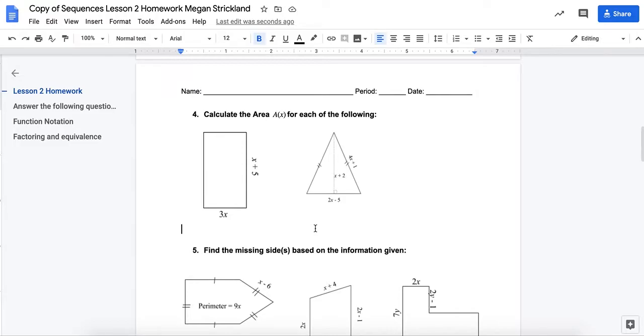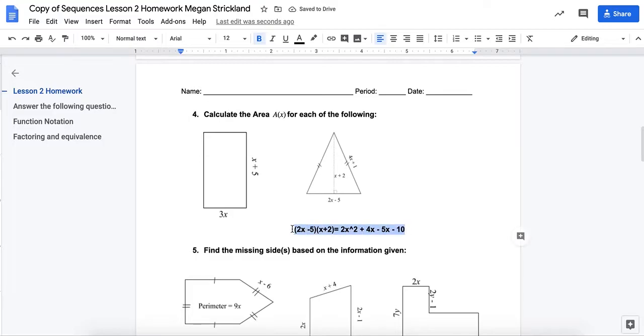Now, on the triangle, one thing I'm going to remind you about is that when we distribute two different factors or two binomials, we have to distribute into everything. So it's going to be 2x times x, which will be 2x squared. Then 2x times 2, which is 4x. So remember, we distribute the 2x to the first term and to the second term. Then we distribute the negative 5 into both terms. So negative 5 times x is negative 5x. And then negative 5 times 2 is negative 10.